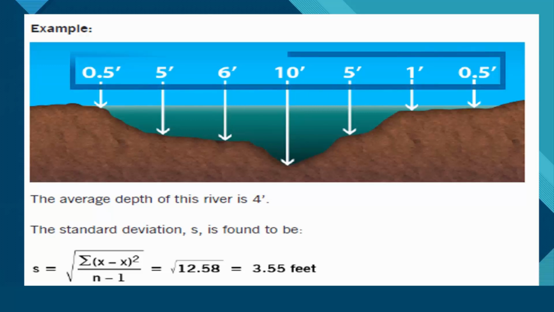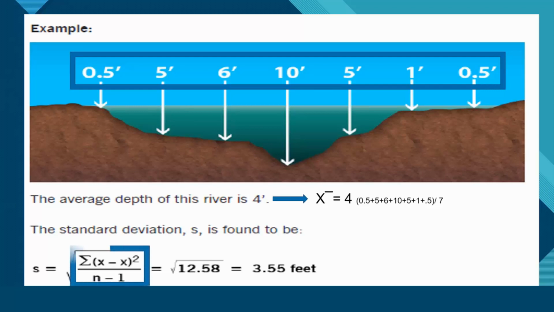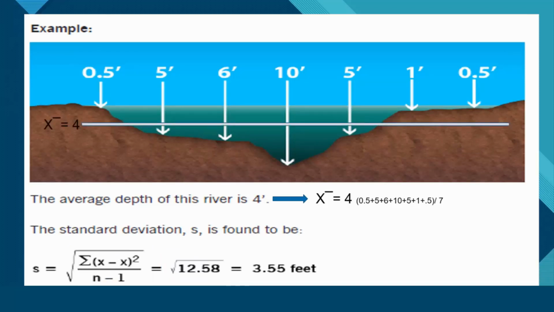Let's take an example of this. Let's look at a river, and we have these different observations. We could ask, for example, what is the average depth, which would be all the observations divided by 7, and then you can look at the standard deviation, which is how far these are away from the mean. So for the standard deviation, we have our formula for the variance, and then we take the square root of the variance, and we get the standard deviation as a real number, 3.55 feet.